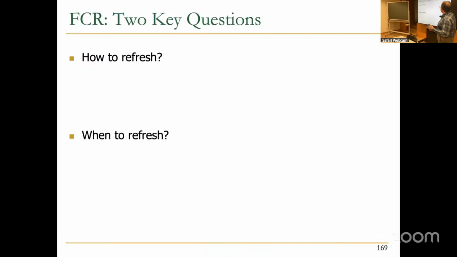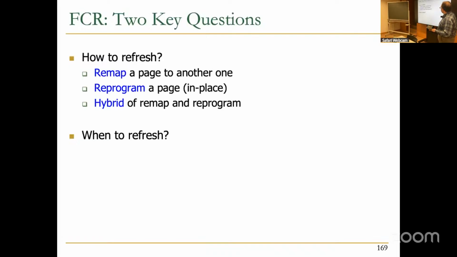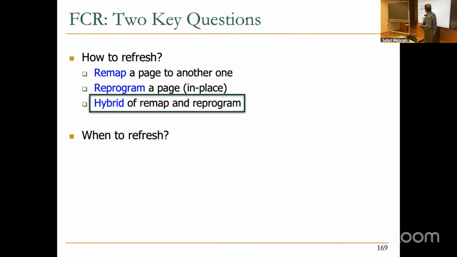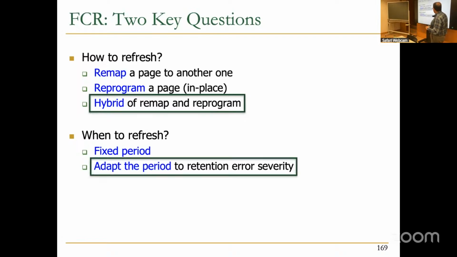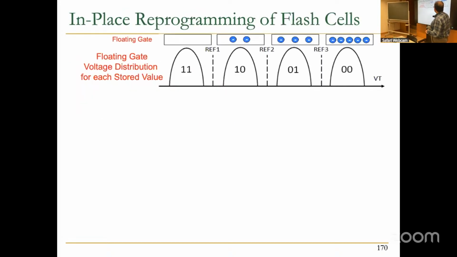So there are two key questions: how to refresh, which I already discussed. You can do remap or reprogram, or you can do hybrid. And also when to refresh: you can have a fixed period, or you can be adaptive, for example to the retention or to the number of PE cycles. In this paper, we realized that hybrid with an adaptive period leads to a better solution. So how do we do in-place reprogramming of flash cells?